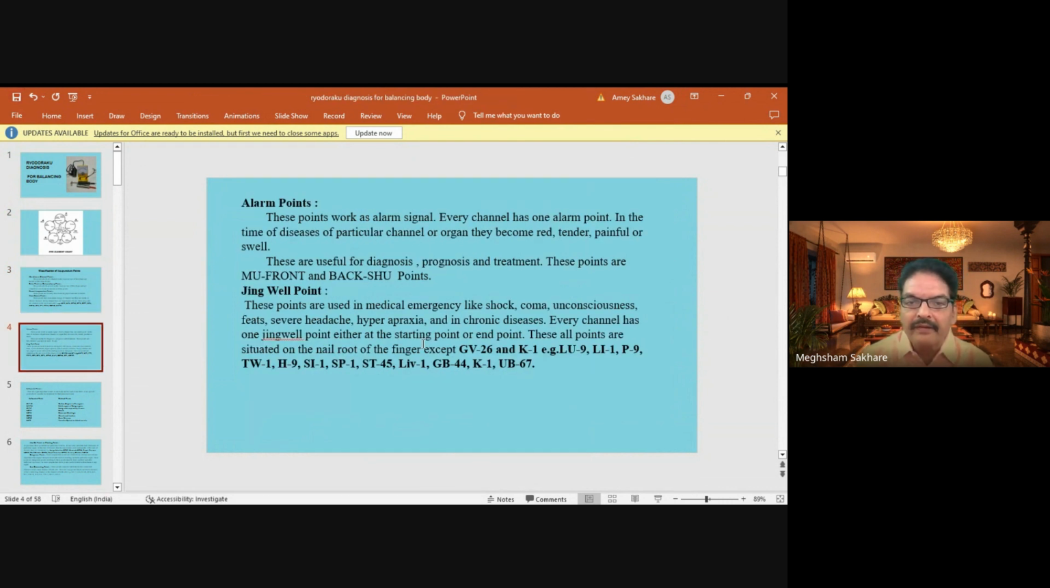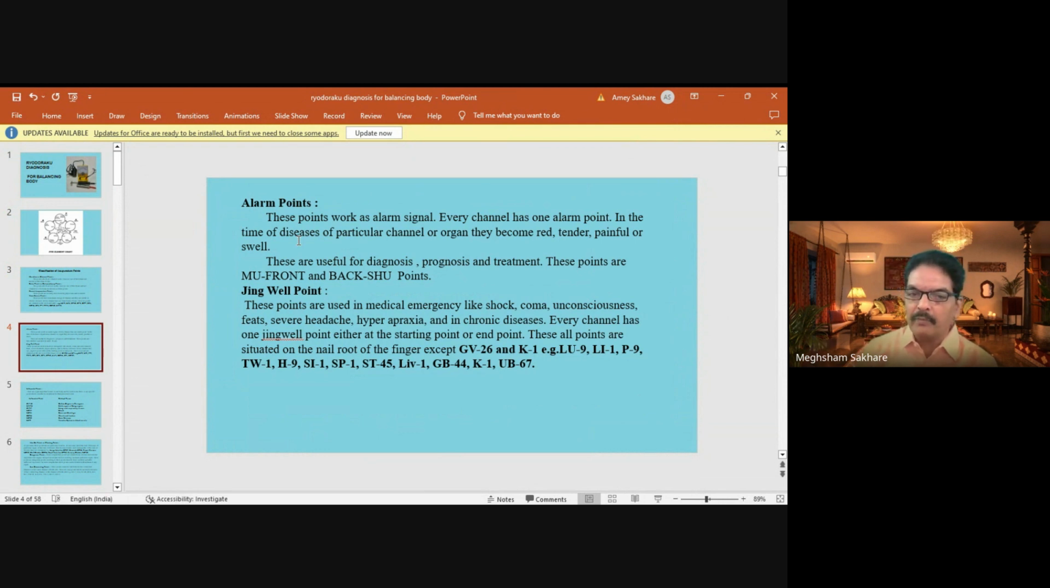After that, we can see there are alarm points. These are the points which work as an alarm signal. Each channel has one alarm point, and in the time of disease, the particular channel or organ's alarm point becomes red, tender, or painful. Tender means sensitive, or swollen. These are useful for the diagnosis or prognosis of the treatment. And these points are the front and back shu points that we'll see afterwards.